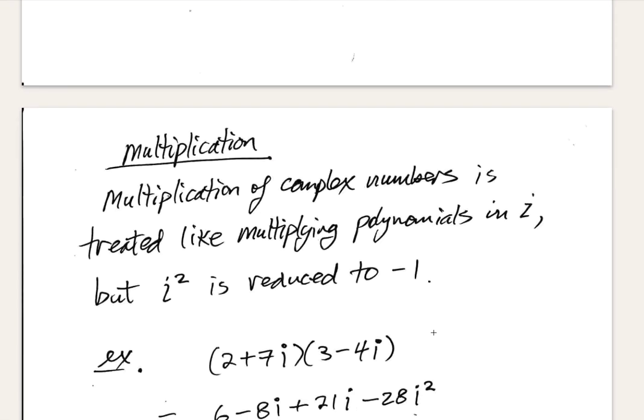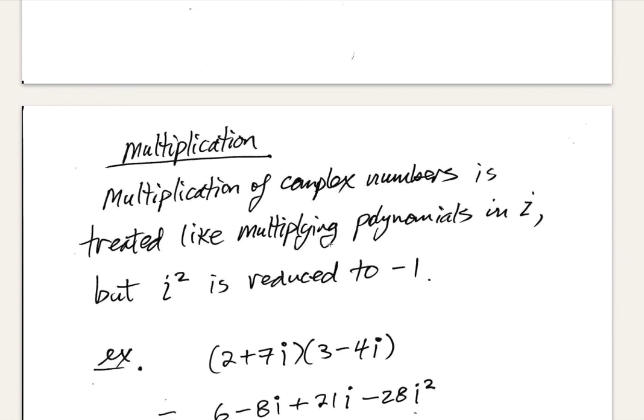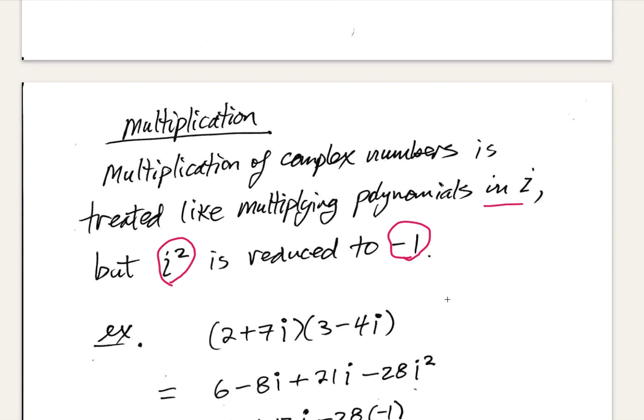Multiplication of complex numbers is treated like multiplying polynomials in i, but the major thing to remember is that i squared is reduced to negative 1. I squared is negative 1. So we're not going to leave any higher power on i than the first power. Because you remember all powers of i that we saw in the last video, all integral powers anyway, end up being 1, negative 1, i, or negative i, not necessarily in that order.